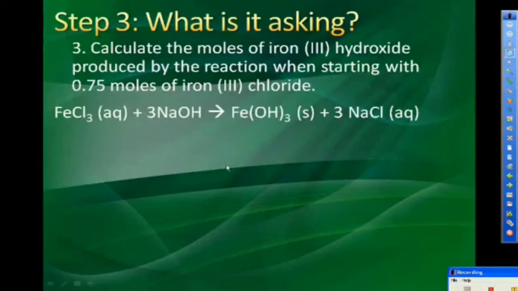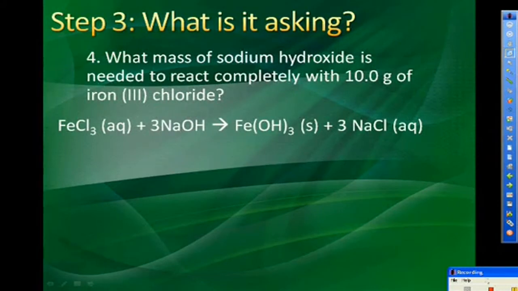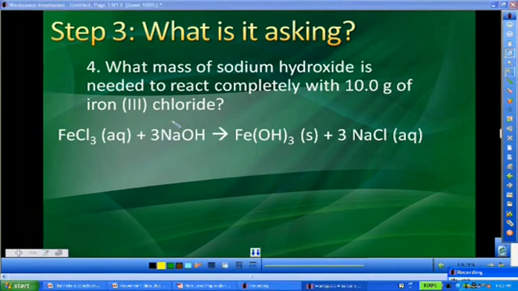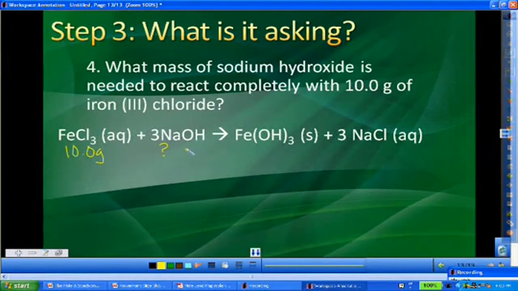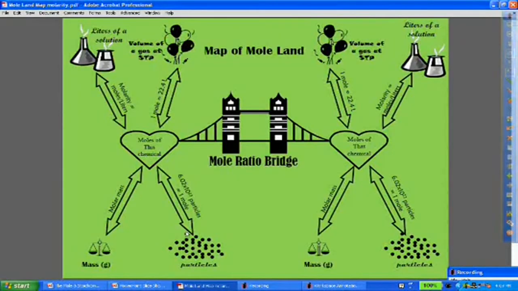Moving on to the next problem, problem number 4, if you're working this along with your worksheet. So problem number 4 says, what mass of sodium hydroxide is needed to react completely with 10 grams of iron 3 chloride? So we are given 10 grams of iron 3 chloride, and we're looking at the mass of sodium hydroxide that's needed. Now if you're following along with your map of mole land, we're going to take a look at it right quick. Here it is.